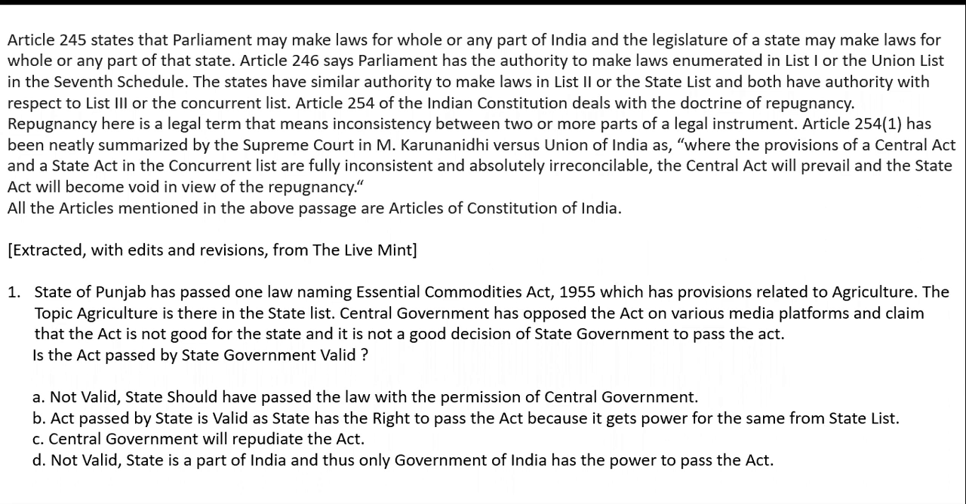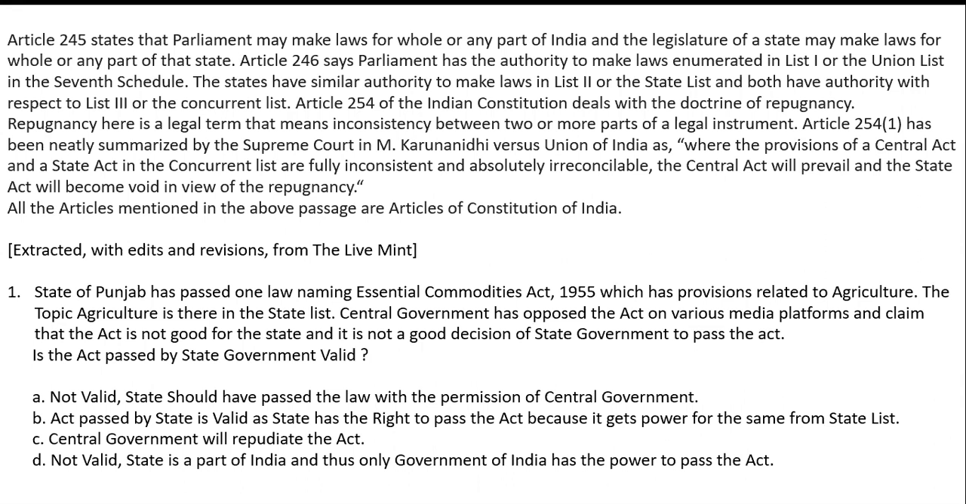Okay, so the passage starts with Article 245, and it states that Parliament may make law for the whole or any part of India, and the legislature of a state may make laws for the whole or any part of the state, because the legislature of a state is responsible for the state. Now, it again states Article 246, which we have discussed. Most of the time, an article comes in the passage, and that's why it's important for all of you to remember certain important articles of the Constitution, so that you are not going to face any problem while reading the passage.